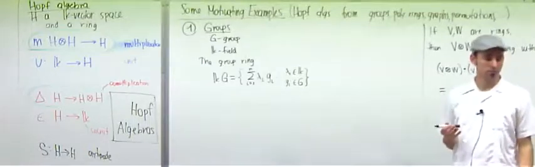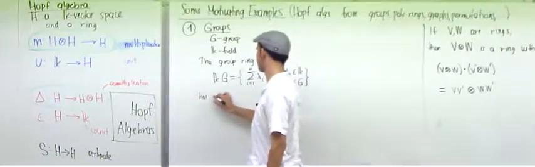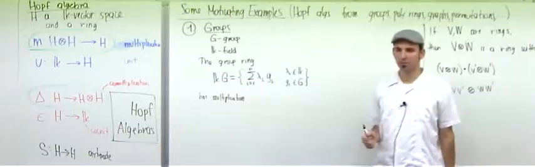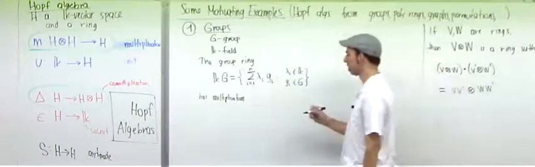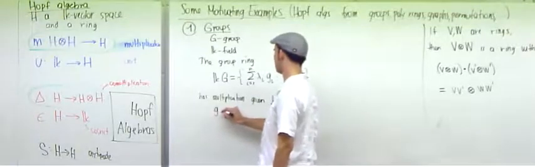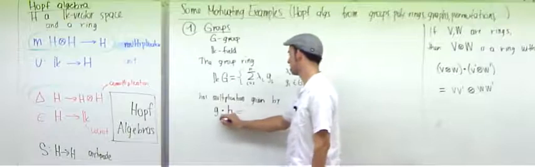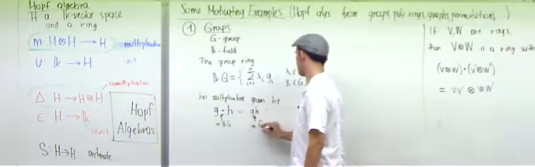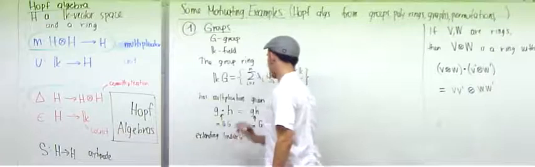Now, I'm calling this a ring. So do you remember what the multiplication was here? How do you multiply things like this? You basically distribute, and the scalars go together and the group elements are multiplied in the group. So let me say it like this. The multiplication in the group ring is equal to the multiplication in the group, and we extend linearly.